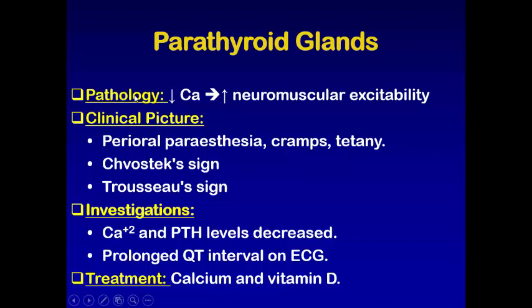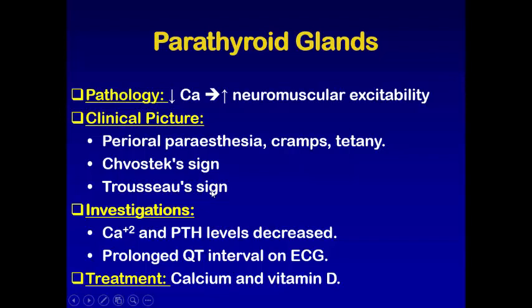The pathology that results after hypoparathyroidism, there will be a decrease in serum calcium, and this leads to an increased excitability of neuromuscular structures. Clinical picture: perioral paresthesia, cramps, and tetany. Chvostek's sign, on tapping on the facial nerve, there will be spasm of the facial muscle.